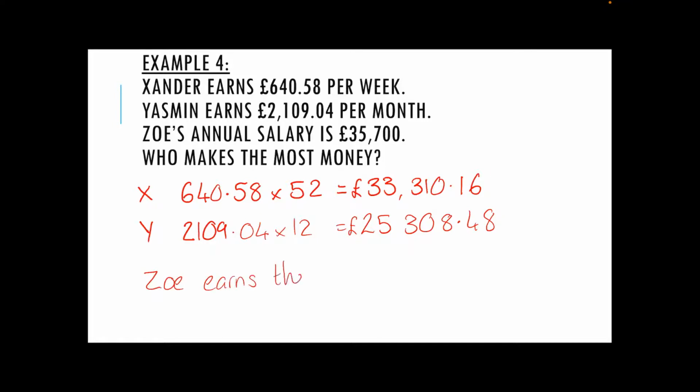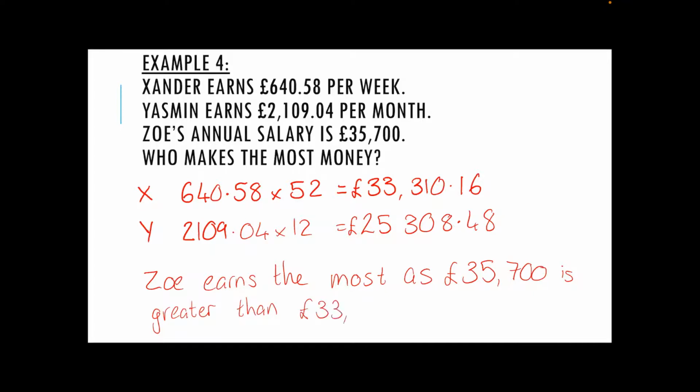earns the most as £35,700 is greater than 33,000 and the 25,000.